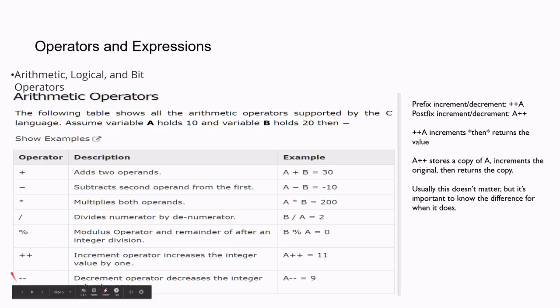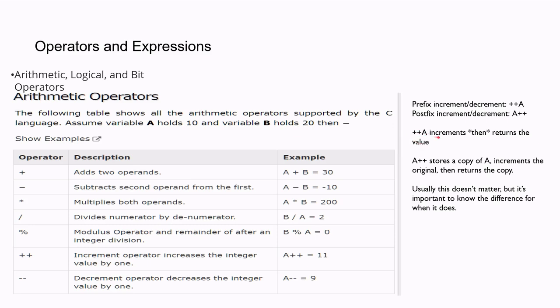The plus plus and minus minus operators are exceptionally common. And what they do is they will increment or decrement the variable they're applied to by 1. This means it either adds 1 to it or subtracts 1 from it. There are two versions of these operators. There's the prefix and the postfix. Both of these are valid ways to use the operators, but they differ in a subtle way.